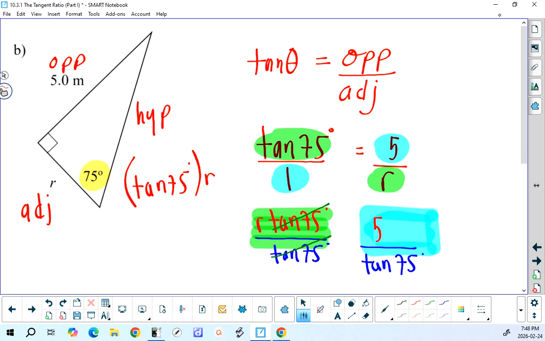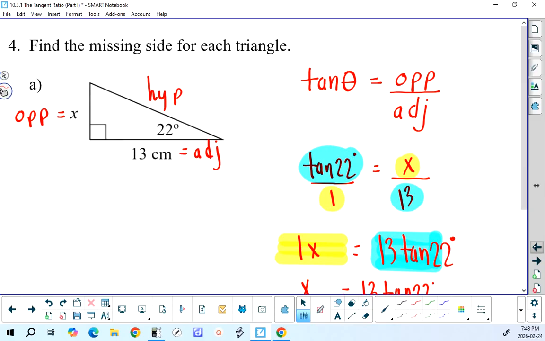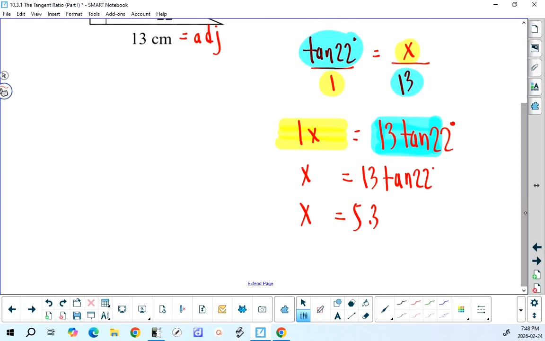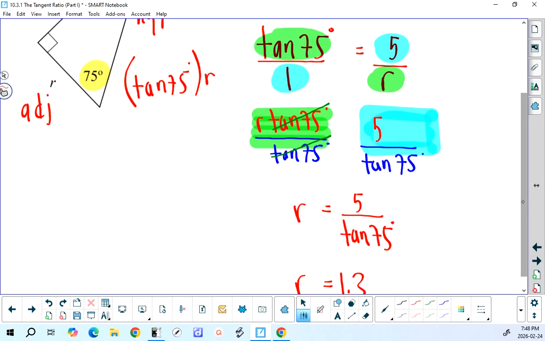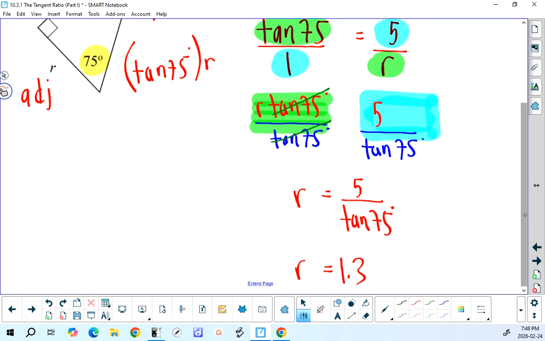Now I want to point something out to you. I said I need to see you guys writing all of your work and then cross multiplying. The reason is that sometimes to find an answer in trigonometry, you end up multiplying. Take a look up here, we're multiplying 13 by the tangent. And sometimes you end up dividing. So if you're just guessing randomly, you'll get it right half the time.